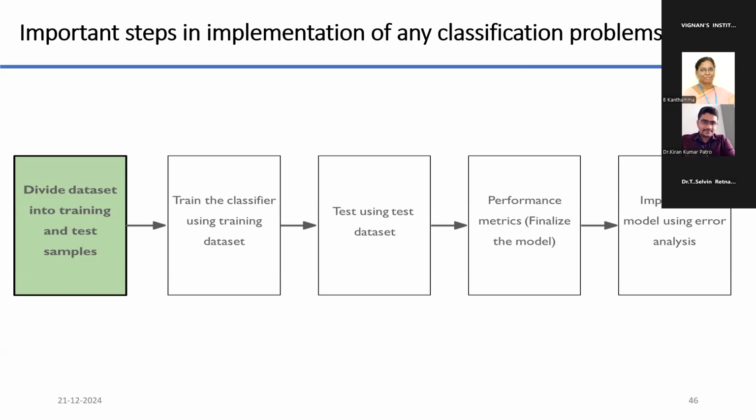First you have a data set. You have to divide the data set into training and testing. Generally, a majority of the percentage is used for training and the remaining for testing: 80-20, 60-40 or 70-30, right? Then you train with the training data. Once you choose the learning algorithm, you train with your algorithm. Then you test with the new data set. Then you identify the performance metrics.